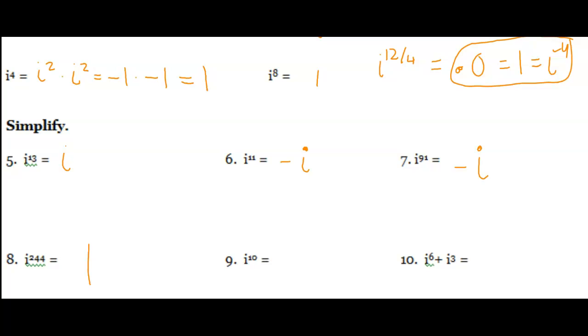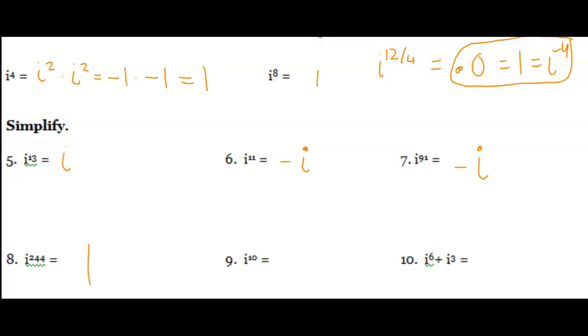Yes. Why did we divide it by 4? Because there are only 4 different answers for i. Like i squared, i cubed, and i to the 4th. After that, everything repeats itself. It's like a circle. It just goes round and round and round. So it's like being top, middle, bottom here. 10 divided by 4. We already did it, right?